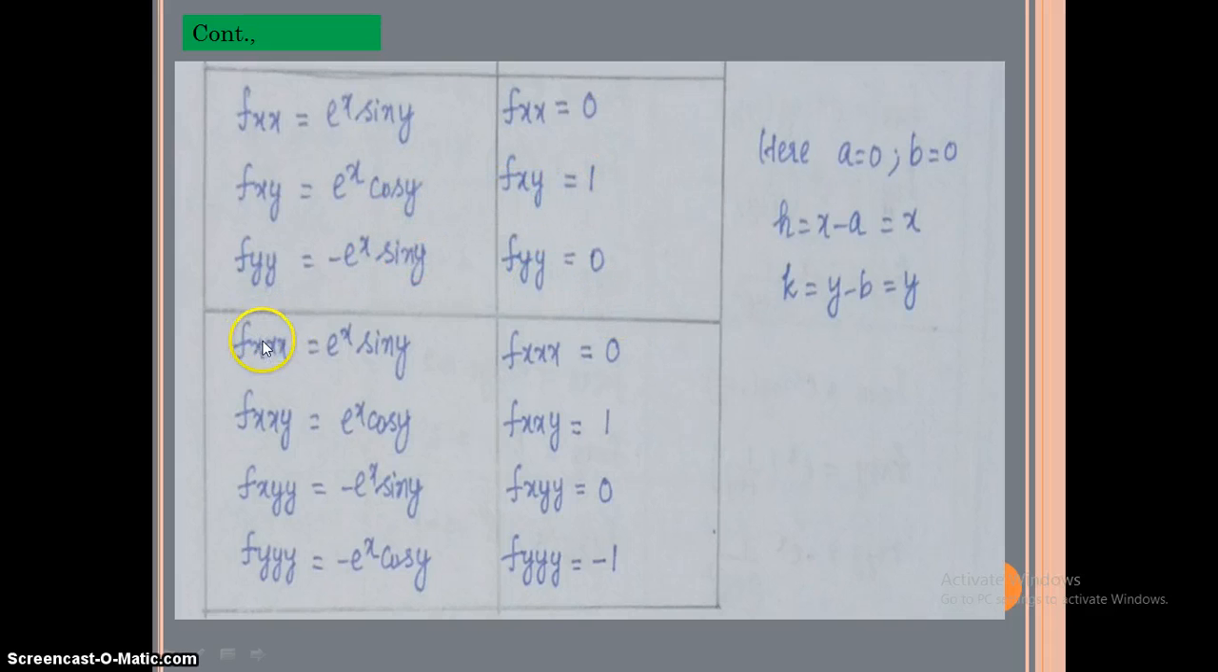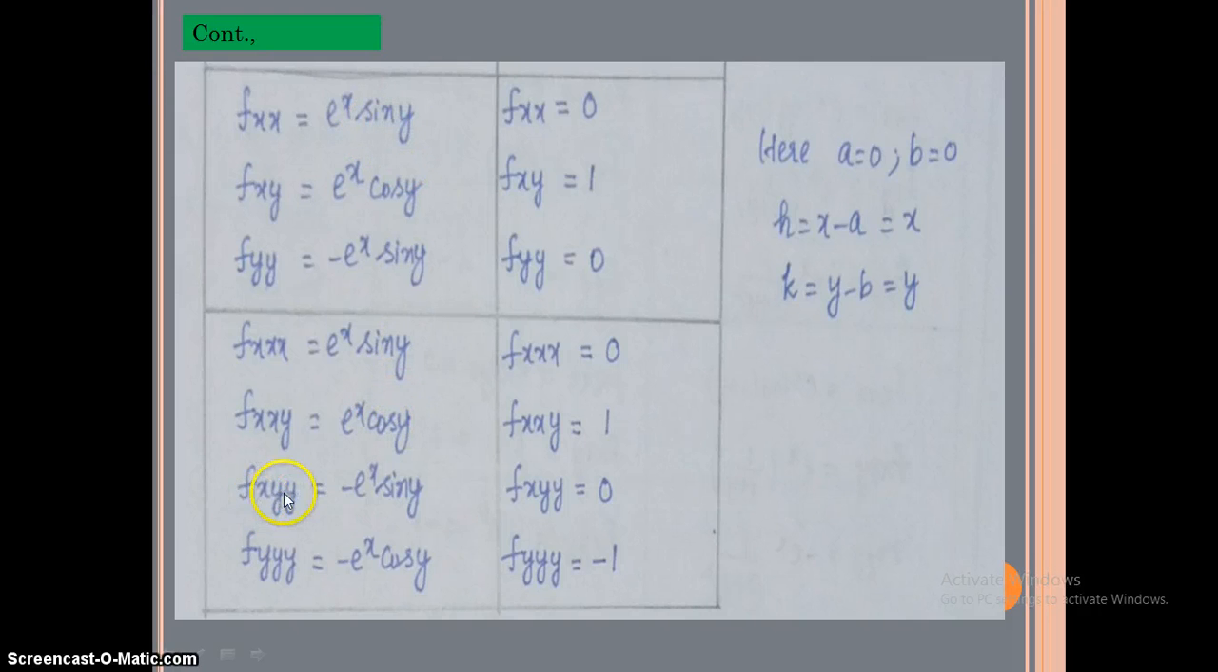Then we can go through the triple x by using the second derivative. So differentiation of e power x is e power x, sin y we can write as it is. Then f double x of y means again here the second derivative with respect to y means e power x we can write as it is. Differentiation of sin is cos y.